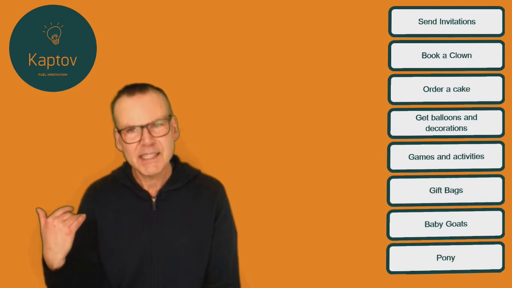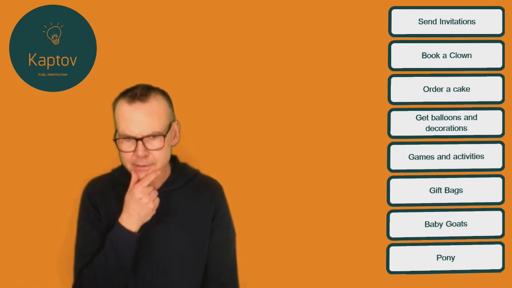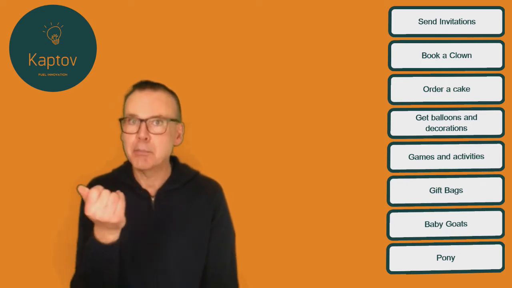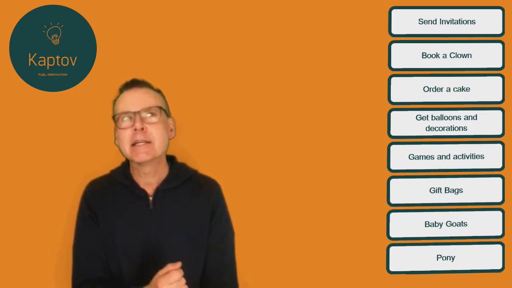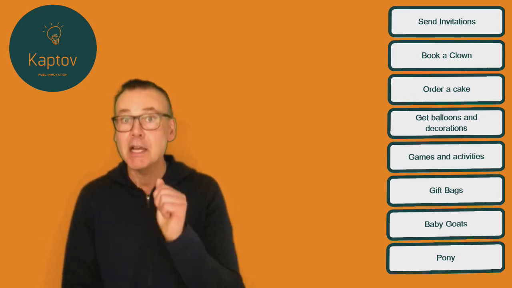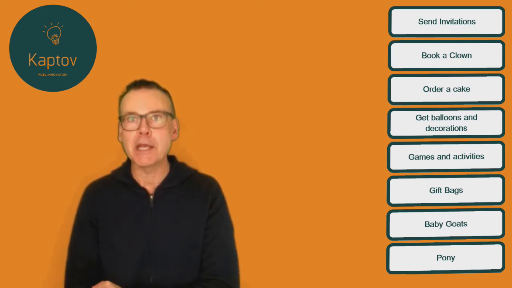So I'm going to give you a list of items and then we're going to describe what we think the goal might be. So here's a list of product backlog items a team, let's say, planned. First off, they're going to send off invitations. We've got to find a clown, bake a cake, get balloons and decorations, set up some games, get some gift bags ready, find baby goats, and a pony.